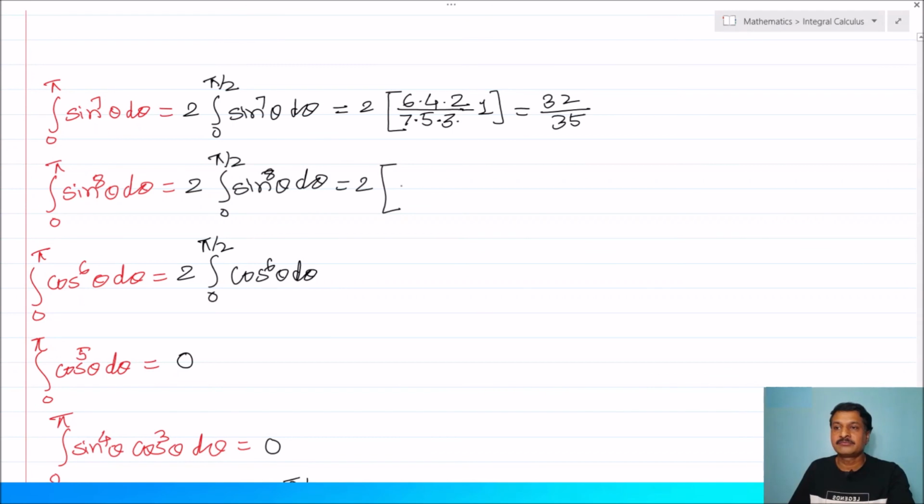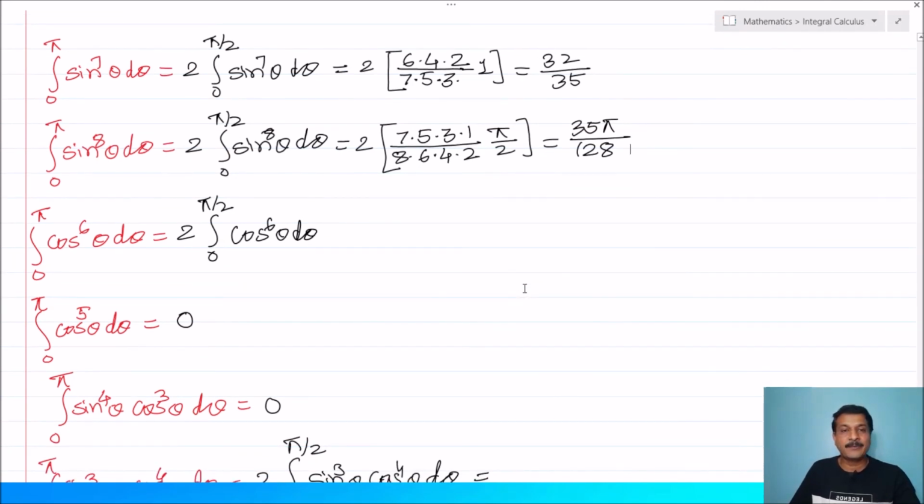So here 2 into, the power is 8. So here 7 into 5 into 3 into 1, here 8 into 6 into 4 into 2. The power is even, that is why pi by 2. The answer is 35 pi by 128. You always check the calculation part. If there is any mistake, you just put it in the comment box.